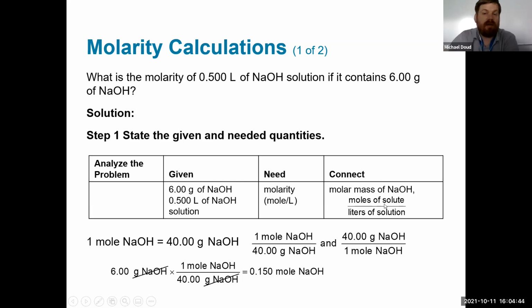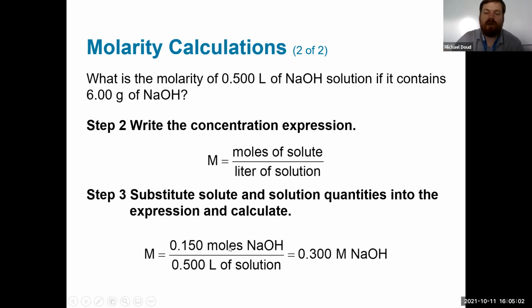The moles of solute, are we given that? Well, no, but we are given the grams, right? So using the molar mass, we can convert from grams of sodium hydroxide to moles of sodium hydroxide. Sodium hydroxide has a very convenient molar mass of 40.00, giving us 0.150 moles of sodium hydroxide. Now it's 0.150 moles of sodium hydroxide for every 0.500 liters of solution, giving us a final answer of 0.300 molar sodium hydroxide.